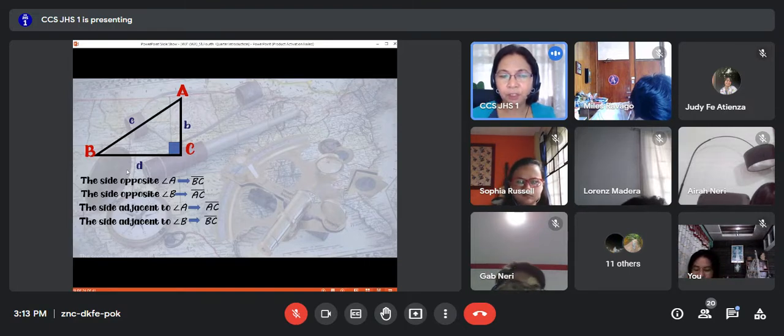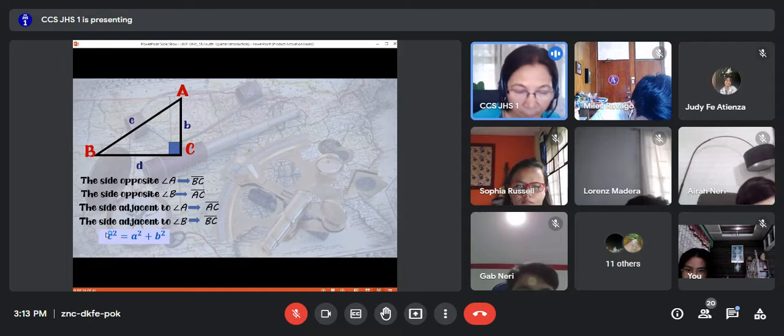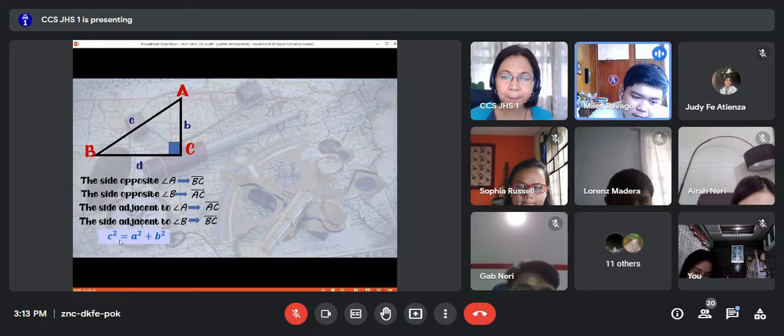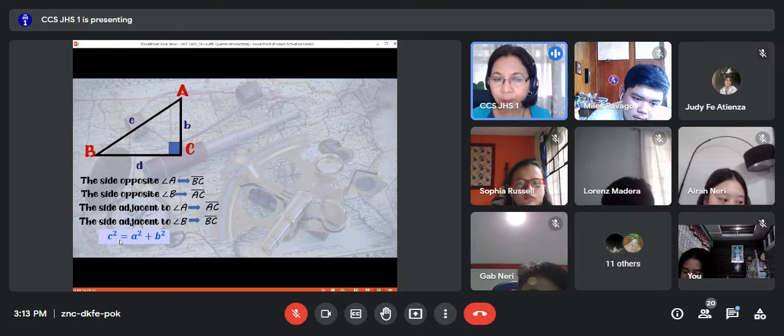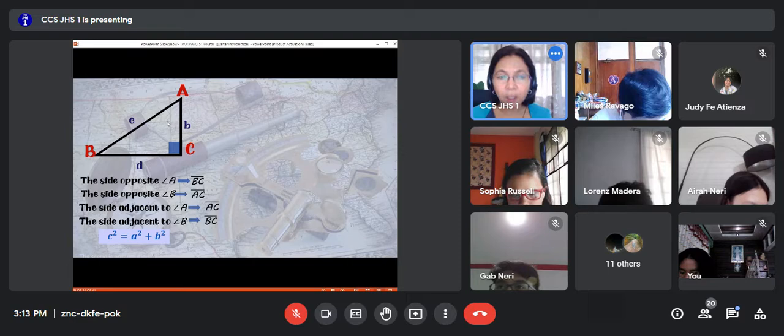Okay, so take note of the following guidelines. And of course, do not forget this formula. What is this formula, class? The Pythagorean theorem. Okay, the equation of the Pythagorean theorem, because we are dealing with a right triangle, we need to recall how to find the missing side of a right triangle if only two sides are given. So you need to review how to use the Pythagorean theorem.